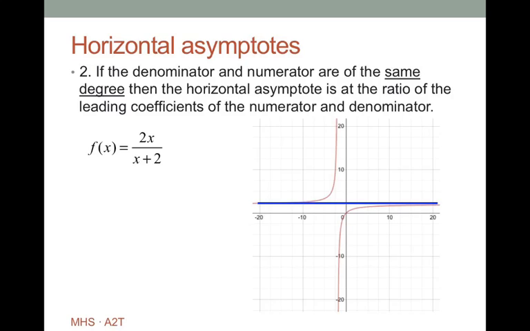Okay, if the denominator and numerator are of the same degree, so you have an x above and an x below, or let's say you had x squared above and an x squared below, then you look at the ratio of the leading coefficients of the numerator and denominator. In this case, you're going to have 2 in the numerator and 1 in the denominator. So you're going to get 2 over 1, which is 2. And that's where your horizontal asymptote is going to go. You just find the ratio of those leading coefficients. So in this case, it's going to be at y equals 2. And so on our graph, we go up 2, and there's our asymptote right here. And that's what our function looks like.